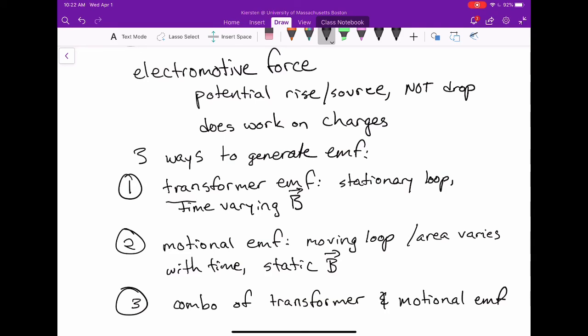So transformer EMF is you have a stationary loop and a time-varying magnetic field. Motional EMF is the opposite. The magnetic field doesn't vary, but something about the loop varies.